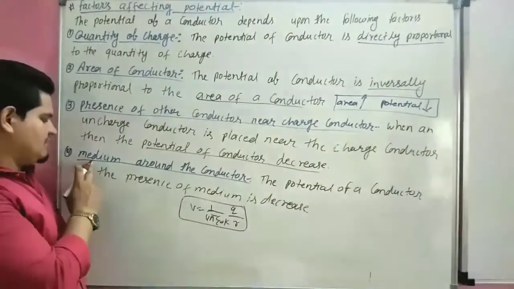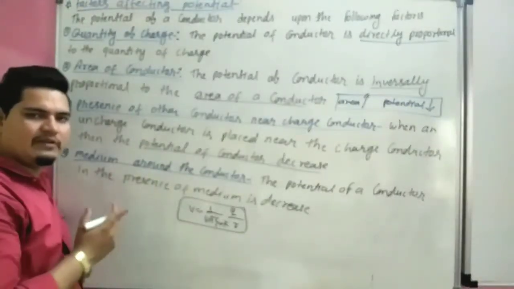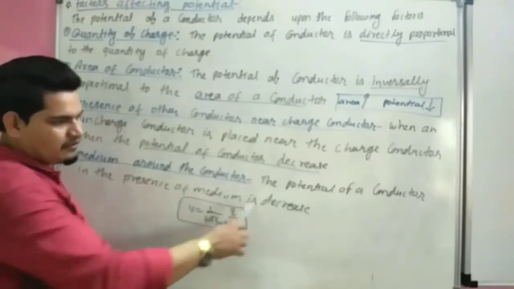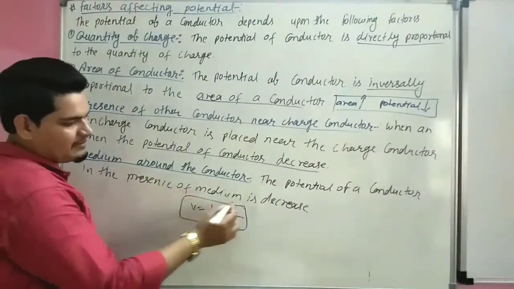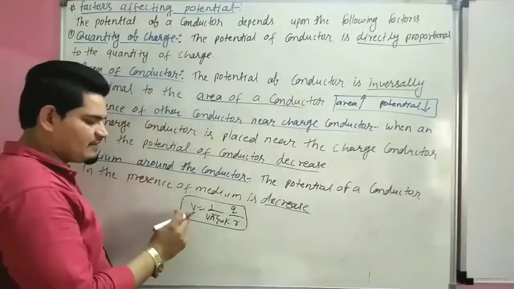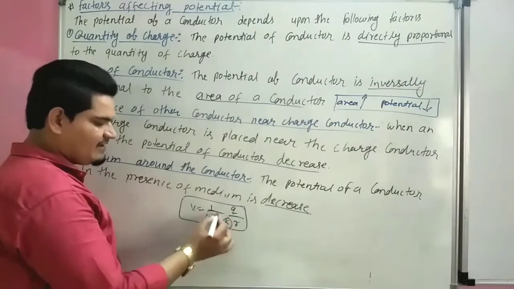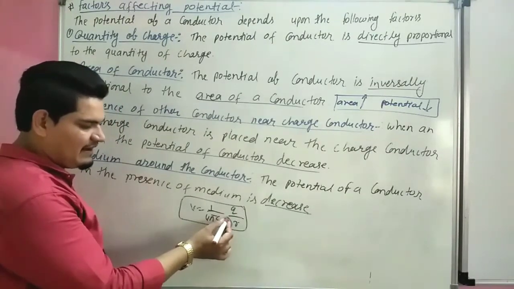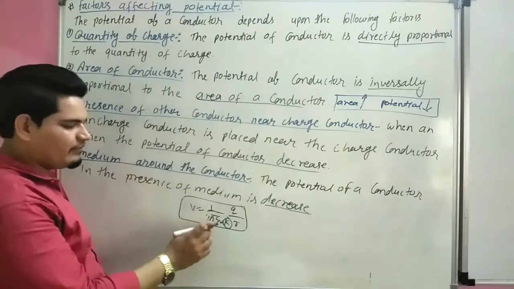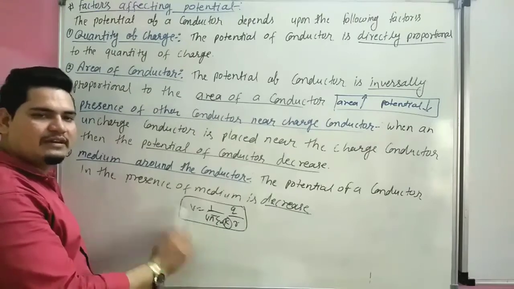And the last point, medium around the conductor. Due to presence of medium, potential also decreases. This is the formula of potential: 1 upon 4 pi epsilon naught K, where K is the dielectric constant of the medium. So due to medium, potential is also decreased.